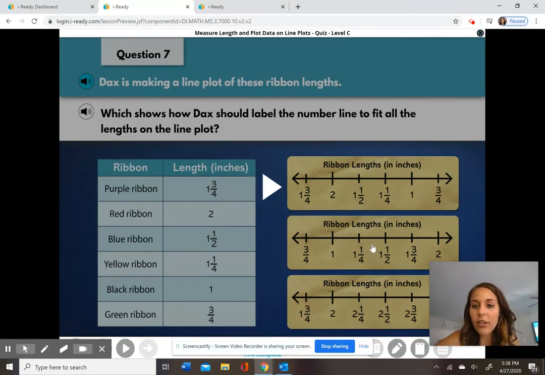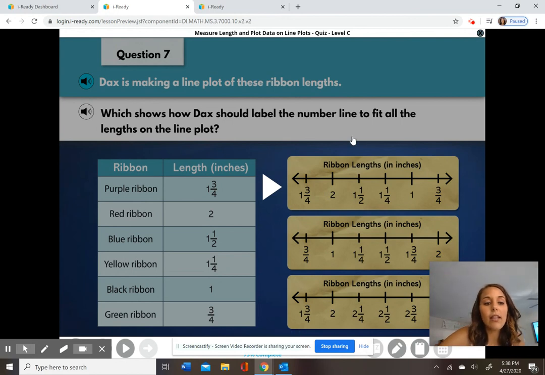So make sure that your answers are going in order. Should you jump from 1 3/4 to 2 to 2.25 to 2.5? This one looks like it's in order, but do I have a spot to put 3/4? If I start at 1 3/4, I'm already almost to 2. So make sure that you have really looked at these and see where those numbers would fit.